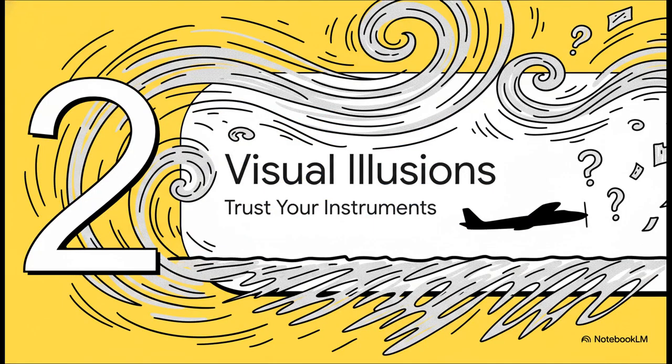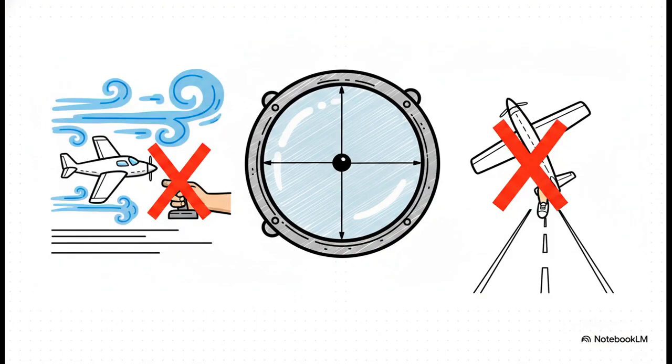Moving to part two, overcoming visual illusions. Because look, the wind doesn't just push the plane around. It actively plays tricks on your eyes and your brain. This is where things get serious, because it's all about how you react to these visual tricks.